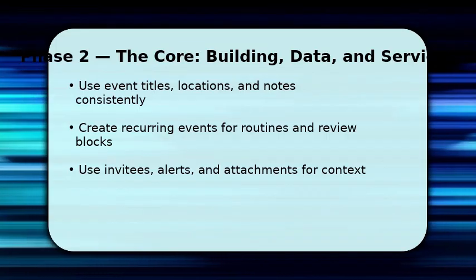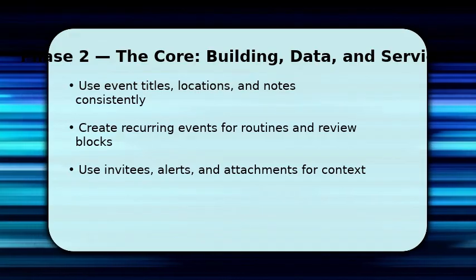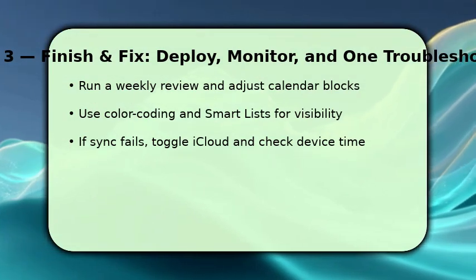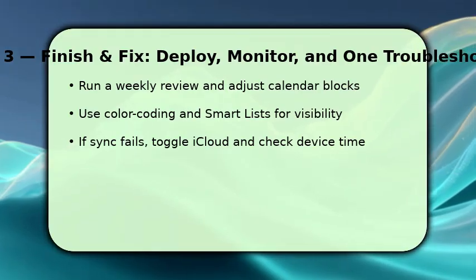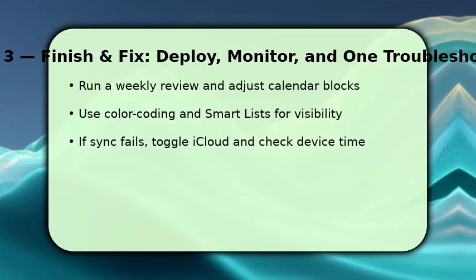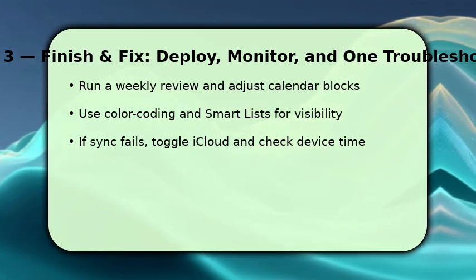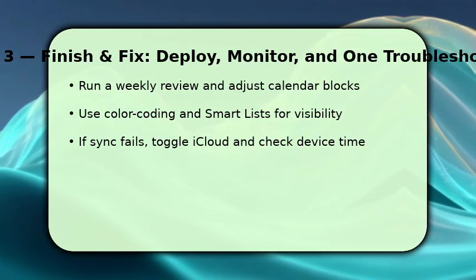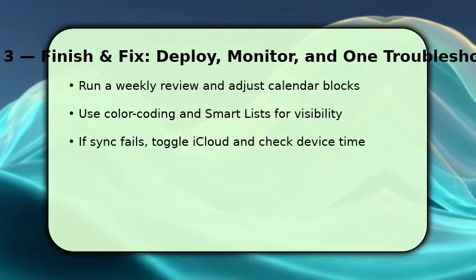By building rich events, you turn Calendar into a system that prompts action and preserves context, not just timestamps, and finish by making planning sustainable and resilient. Run a weekly review to shift tasks into calendar slots and prune obsolete events. This forces realistic planning. Use colors and smart lists to surface priorities and time blocks so you see capacity at a glance. Make short buffers between meetings to prevent overruns.